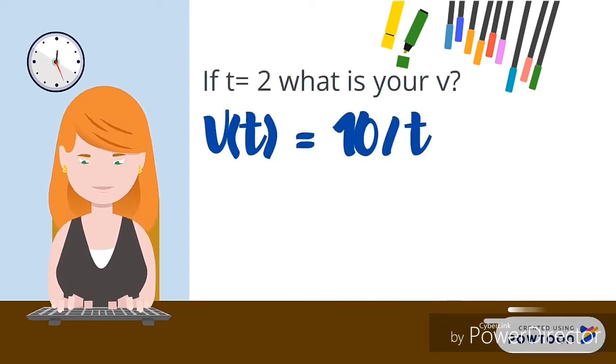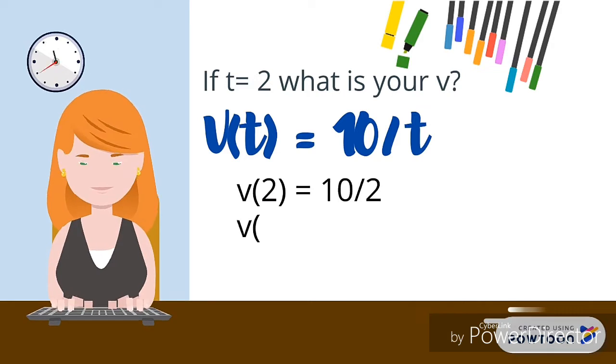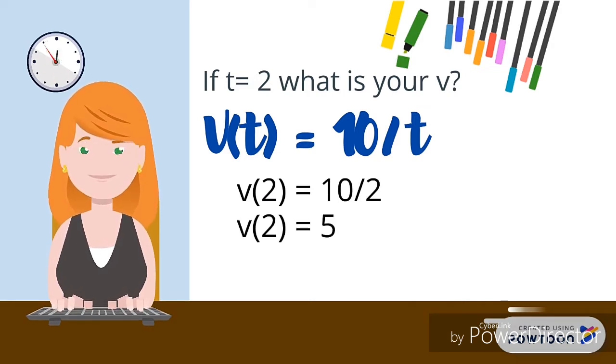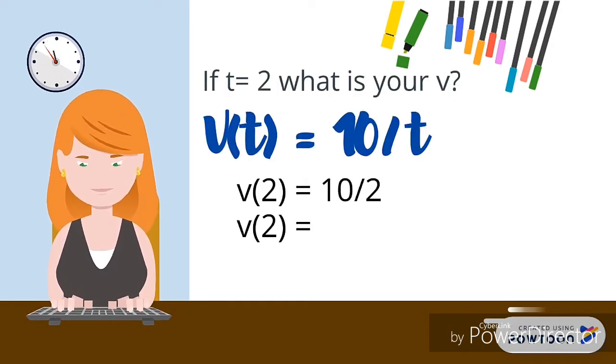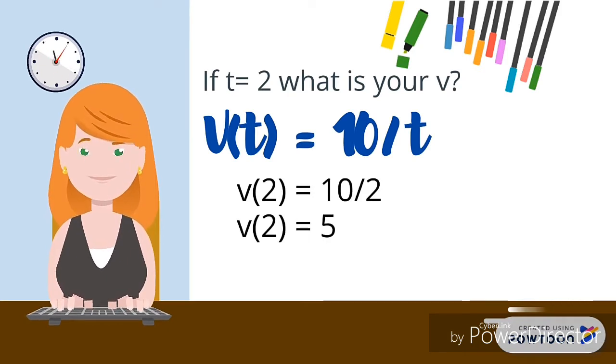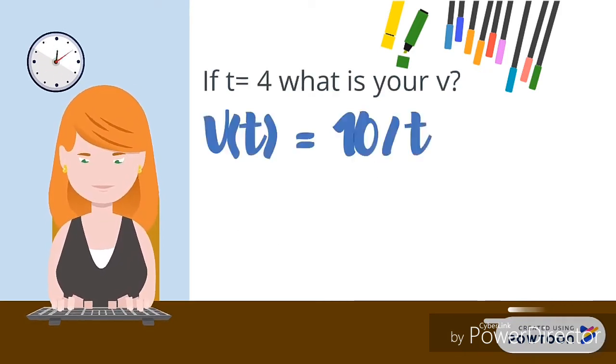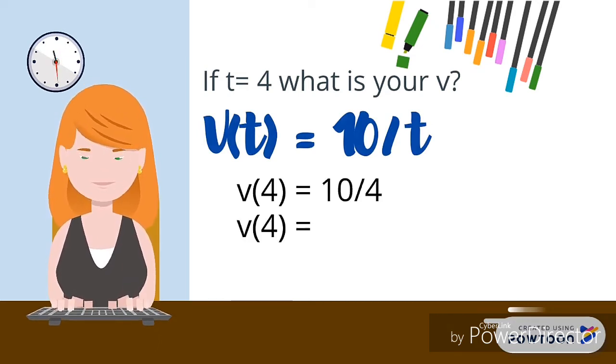If t is equal to 2, what is your v? V of t is equal to 10 divided by t. V of 2 is equal to 10 divided by 2. V of 2 is equal to 5. If t is equal to 4, what is your v? V of t is equal to 10 divided by t. V of 4 is equal to 10 divided by 4. V of 4 is equal to 2.5.